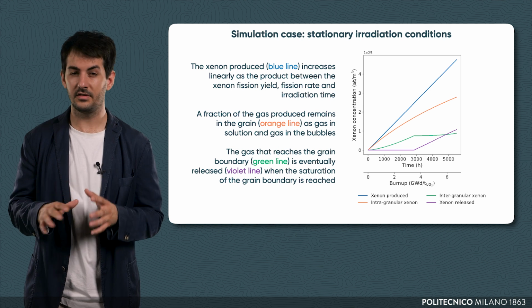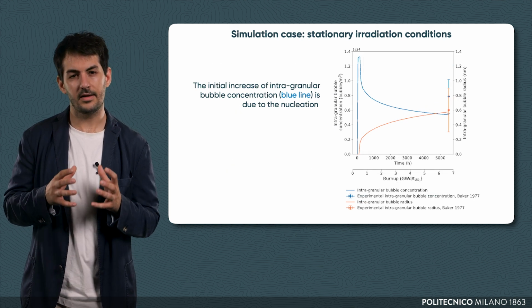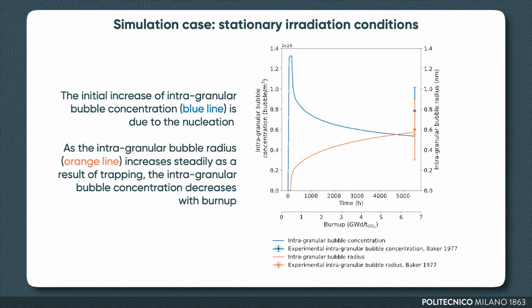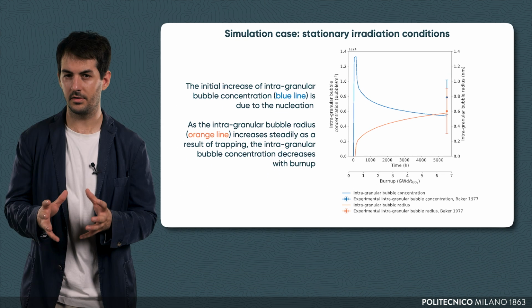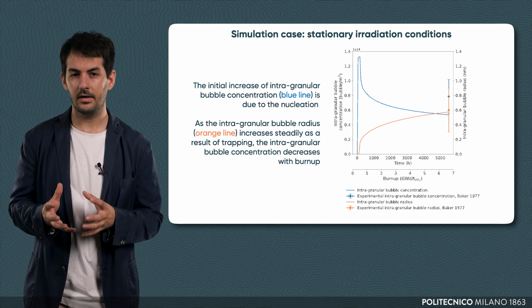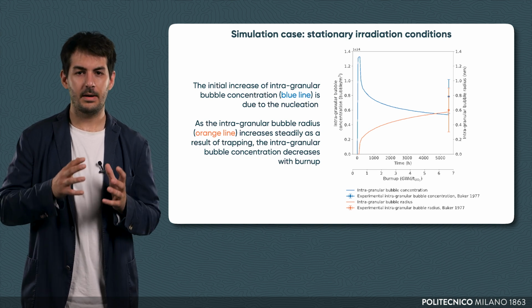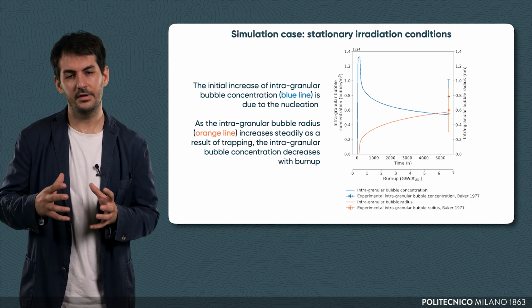Another important result of the simulation is the evolution of the intragranular bubble concentration. At the beginning of the irradiation, many small bubbles nucleate inside the grains, leading to a sharp increase in the bubble concentration. After that, the bubble concentration decreases with time because of the resolution process. This phenomenon is a key feature of the microstructural evolution of nuclear fuel under irradiation and impacts both swelling and fission gas release. Lastly, as irradiation progresses, the bubble radius increases due to the trapping of additional gas atoms.